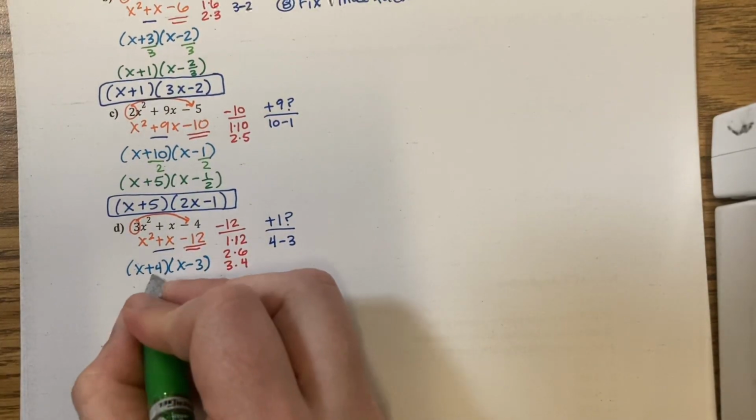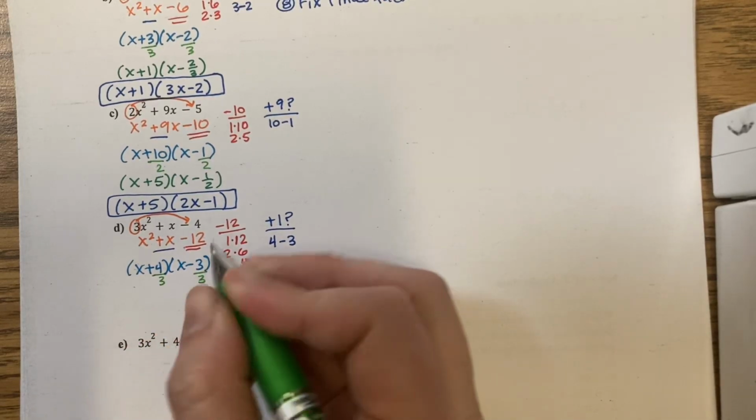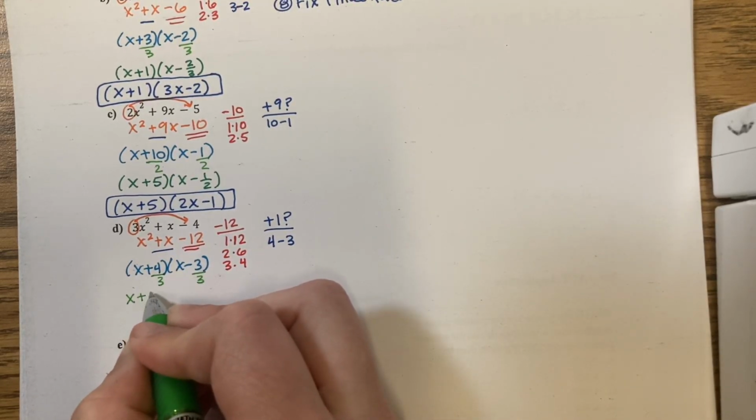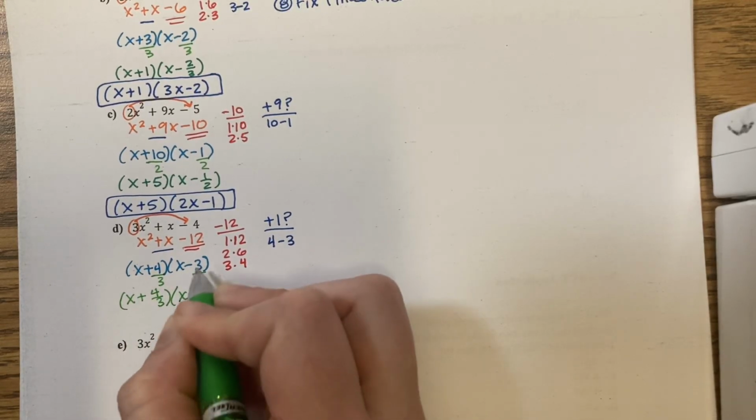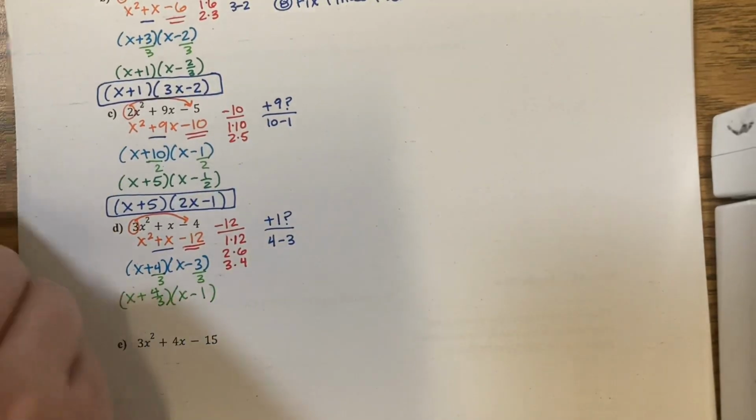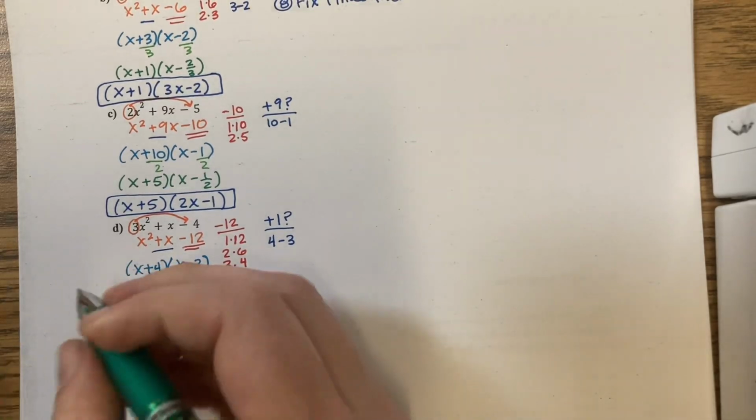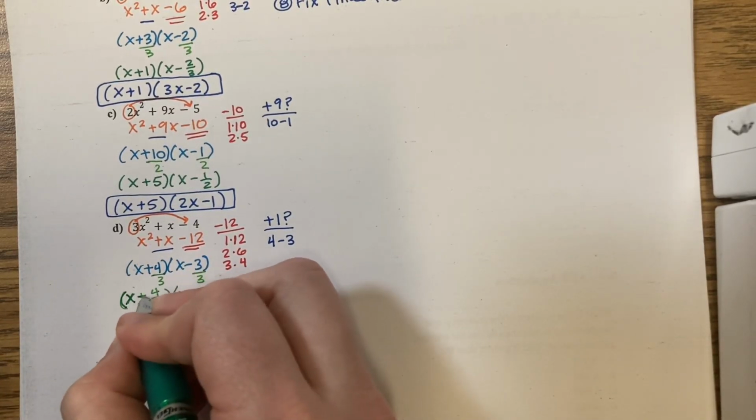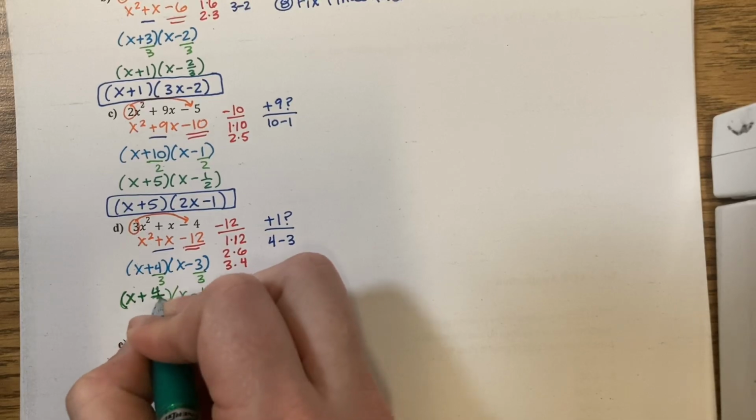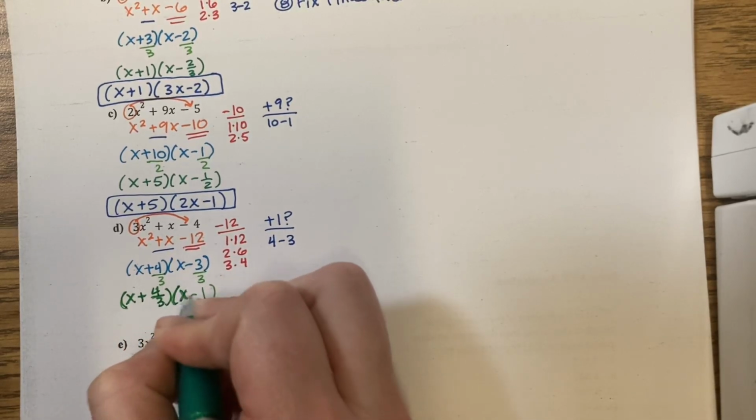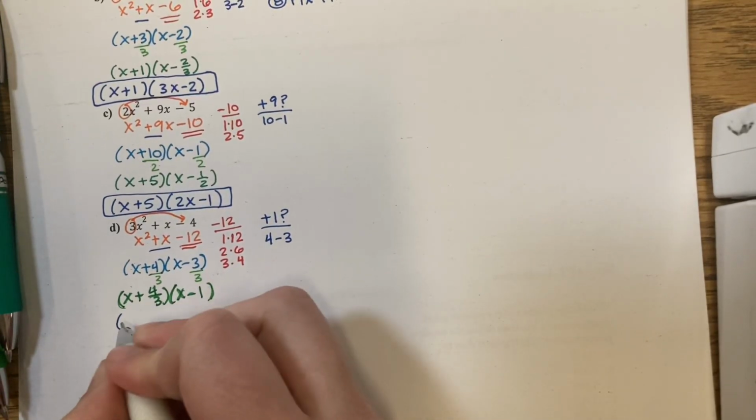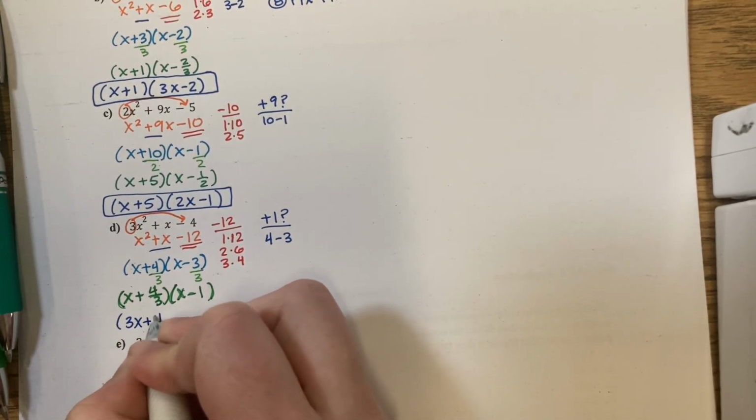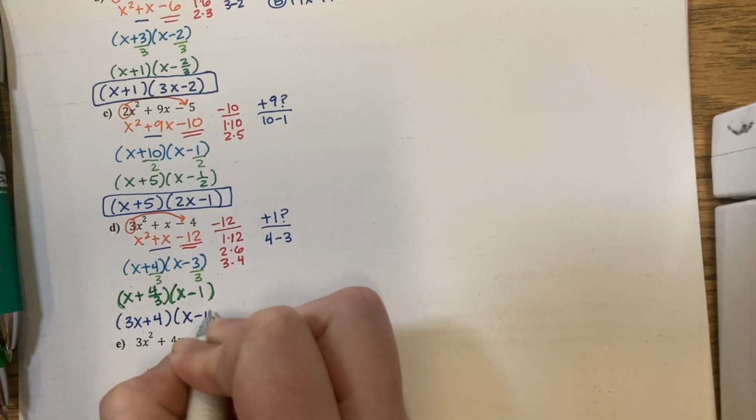Then I divide the 3 back out. 4 won't divide by 3. 3 divided by 3 is a 1. Whoops. And then I fix the fraction. 3x plus 4, x minus 1.